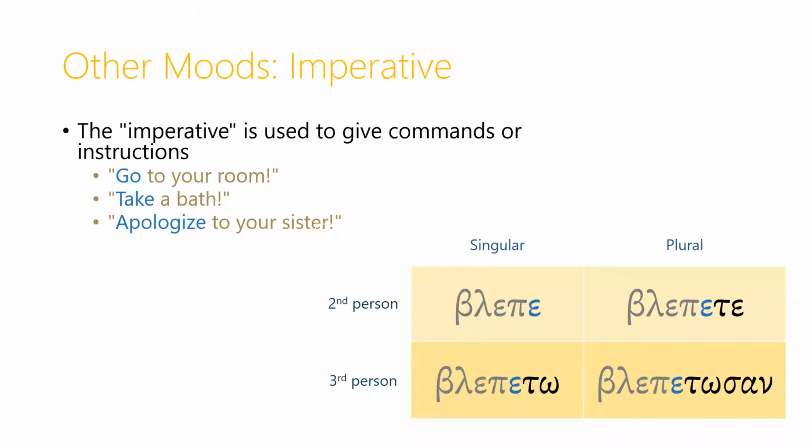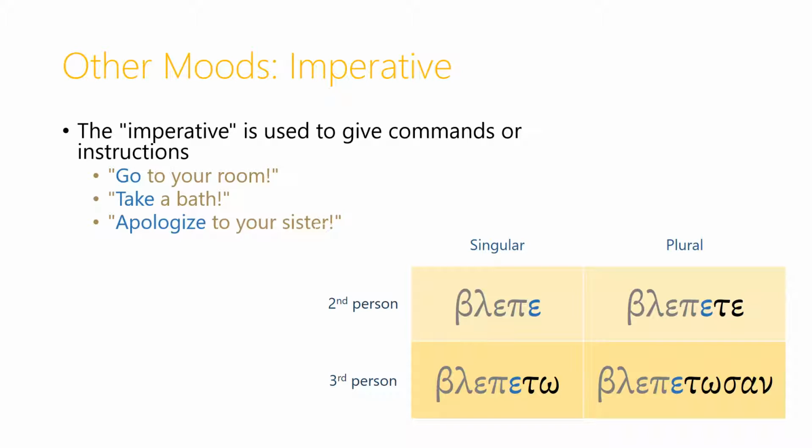The other mood we want to look at before we get much further is the imperative mood. The imperative is used to give commands or instructions. We're not just describing an action that happens like the indicative, but we're telling someone that an action must happen. In English, imperatives would be things like go to your room, or take a bath, or apologize to your sister. The verbs go, take, and apologize in those sentences are each English imperatives.